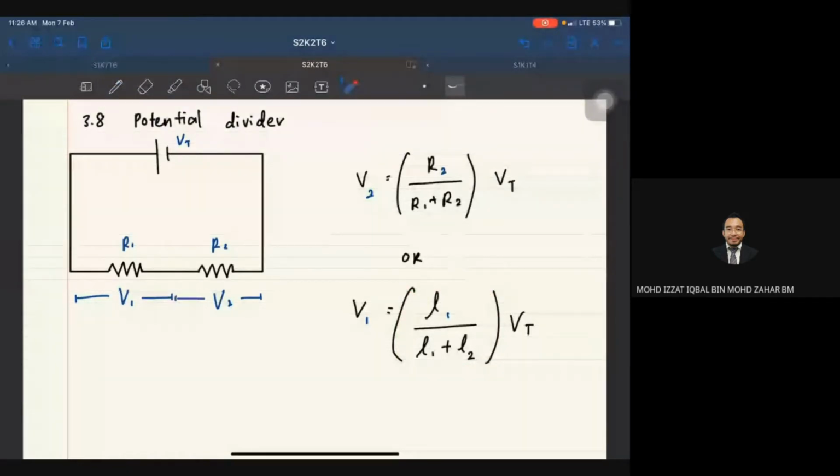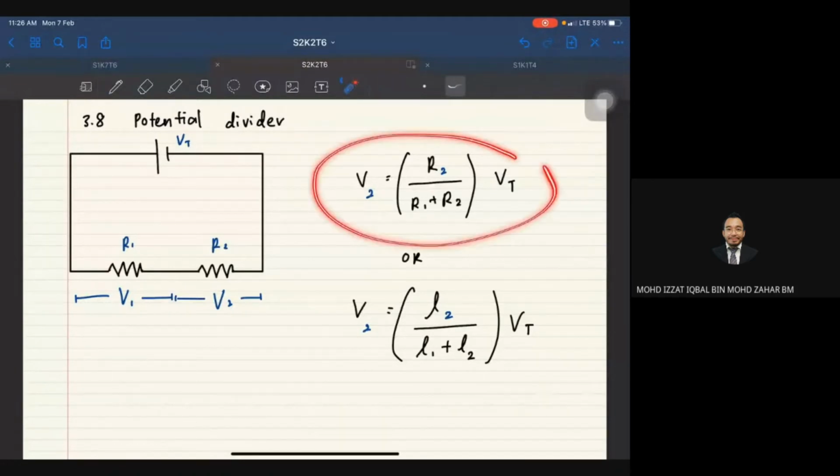Again, if you want to find V2, then I have to substitute L2, the one on the top is L2. Just now it was R, if they give L, then it is L. So when do you need to use R and when do you need to use L, it depends on the question, what information is given. So if they give you R1 and R2, you have to use the first equation. But if they give you the length of the wire, you can use the second equation.